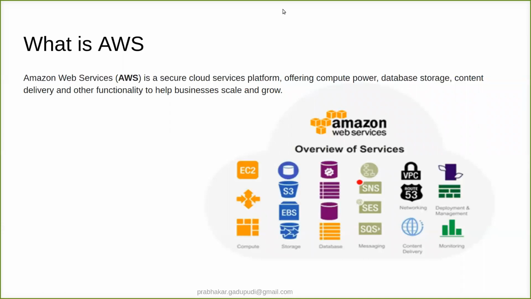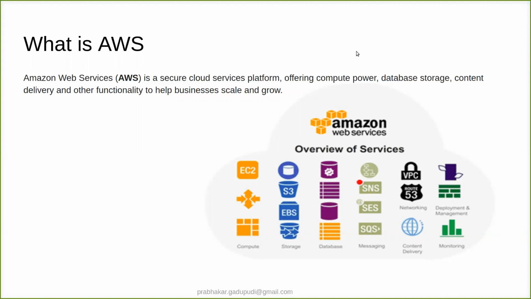Amazon Web Services is the world's most comprehensive and broadly adopted cloud platform, offering over 175 fully featured services from data centers globally. Millions of customers, including the fastest growing startups, largest enterprises, and leading government agencies, are using AWS to reduce cost and become more agile and innovative faster. AWS is a secure cloud platform service offering compute power, database storage, content delivery and other functionalities to help businesses scale and grow.